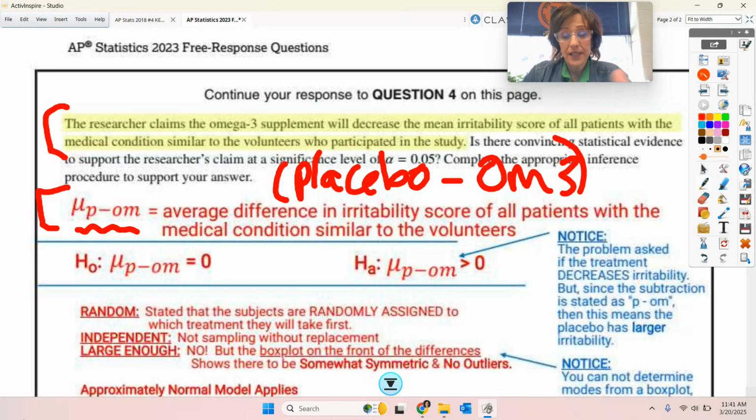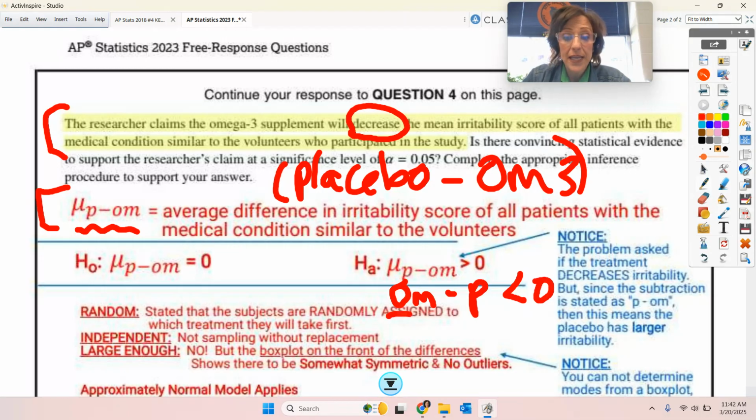And the alternative hypothesis, here's a trick. This is tricky because a lot of people go back up here and say, oh, I want to see if the treatment decreases the average irritability score. So if you had put omega-3 first minus the placebo, then you would see if the omega-3 is less than the placebo. So that difference would have been 0, okay? But that's not the way they guided you to do the subtraction.